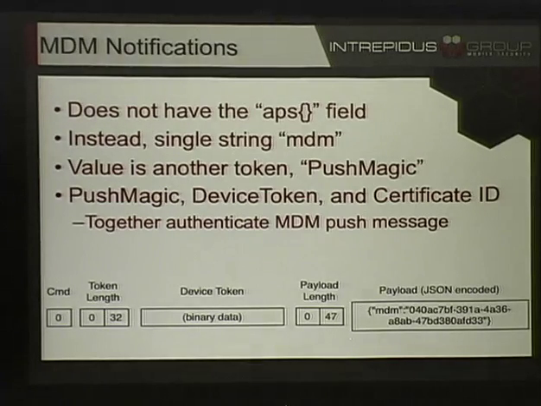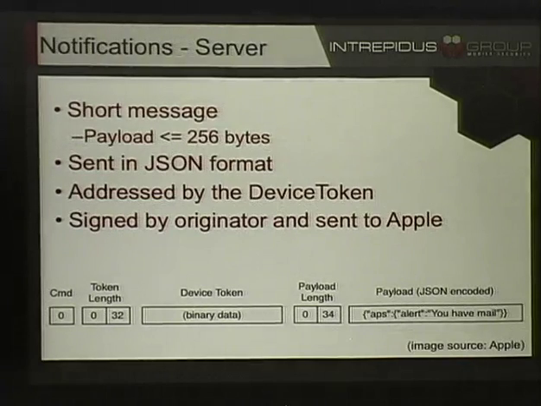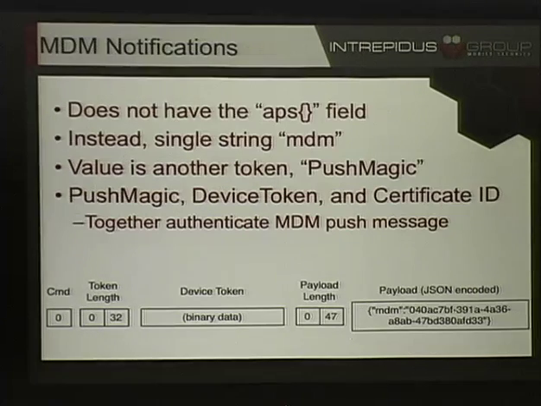For MDM, it looks slightly different. If you look in the bottom right there, for a regular connection, the payload is a high-level dictionary called APS, which has multiple fields inside. In this case, it's just the alert message. For MDM, that APS field goes away and is replaced with just a single key, MDM, with a value which is a long UUID-looking number. That number is the push magic number. That's established when the device first enrolls with MDM.